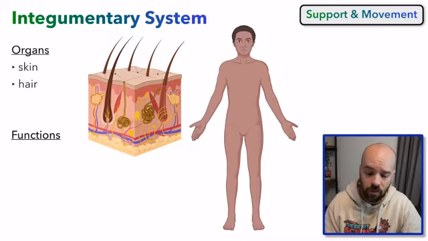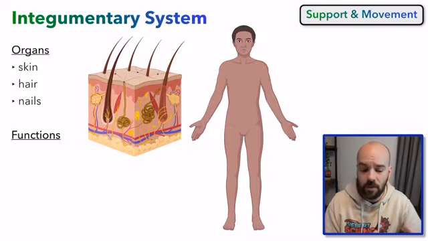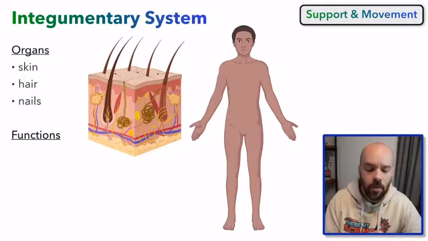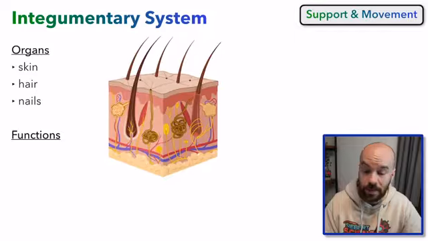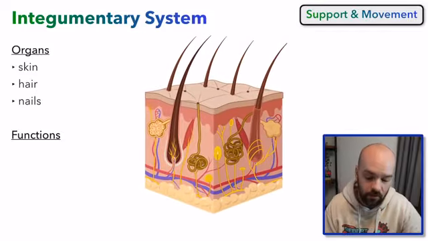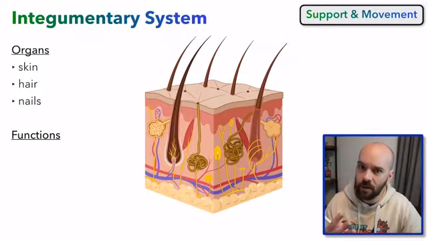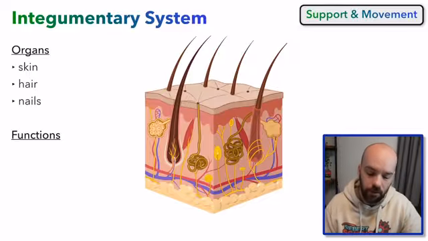We've got the hair, of course. We also have the fingernails. And so those are going to be the 3 main organs that are part of the integumentary system. But the primary one is the skin. So let's zoom in on this piece of skin right here. We're going to take a look at 4 functions of the skin, and they form the acronym PTSD, which helps us to remember those different functions.